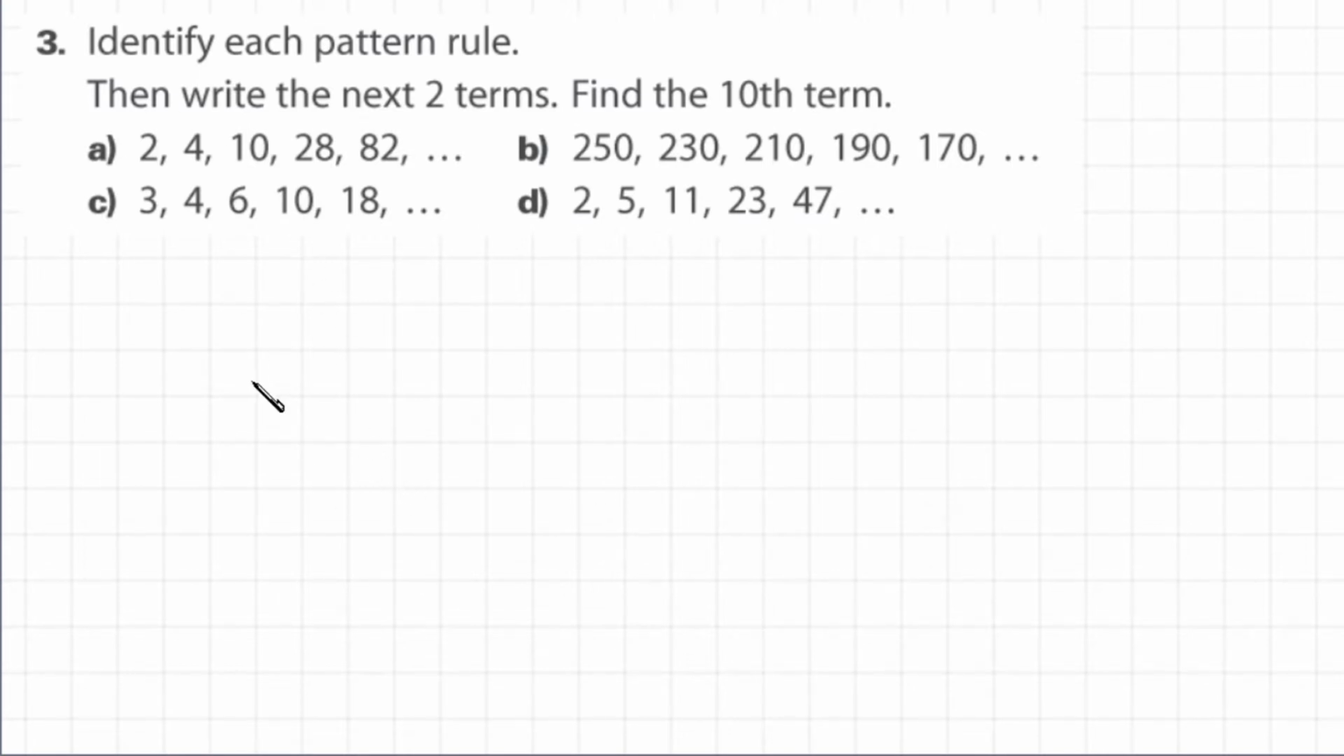Like I said, this video is being recorded especially for Year 6 students. And let's read what we have here. Identify each pattern rule, then write the next 2 terms. Find also the 10th term. And we will start by taking a look at this first problem here for part A, okay?